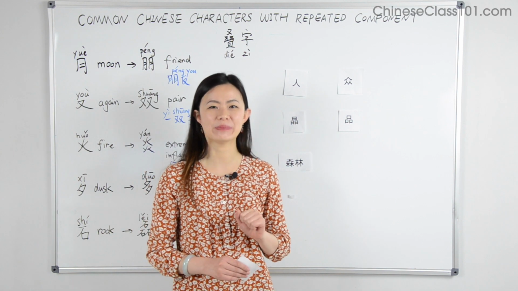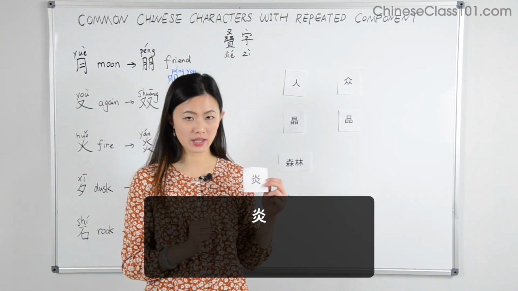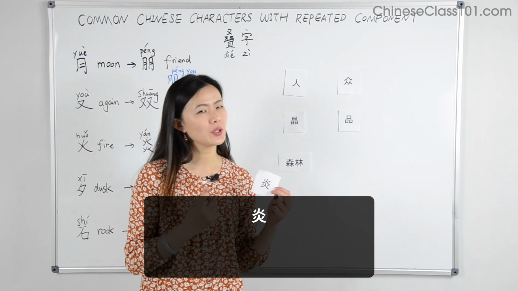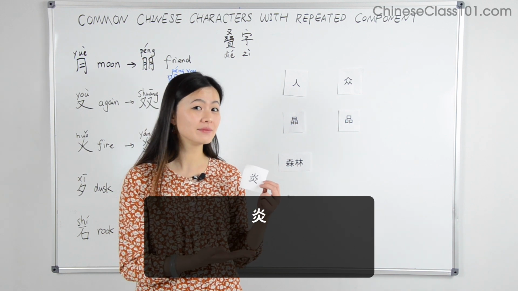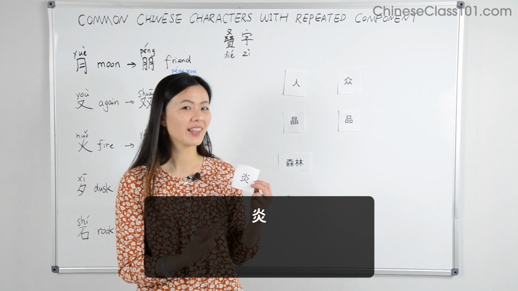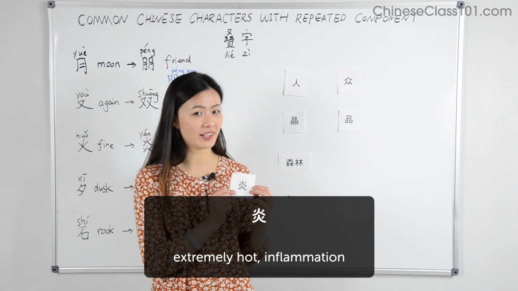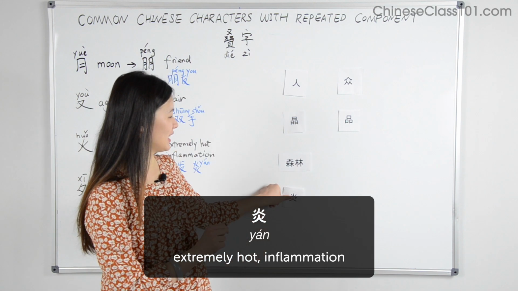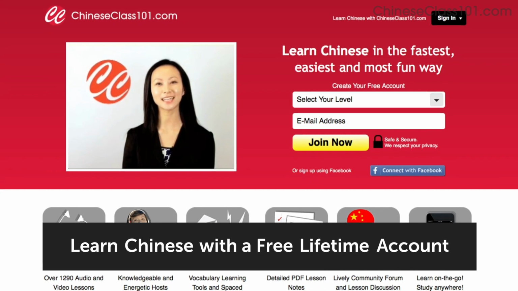All right, last question. If you see this character in a drugstore on a package of some medicine, can you guess what this medicine could be used to treat? Inflammation. And this character is pronounced as 炎. 炎. Well done.